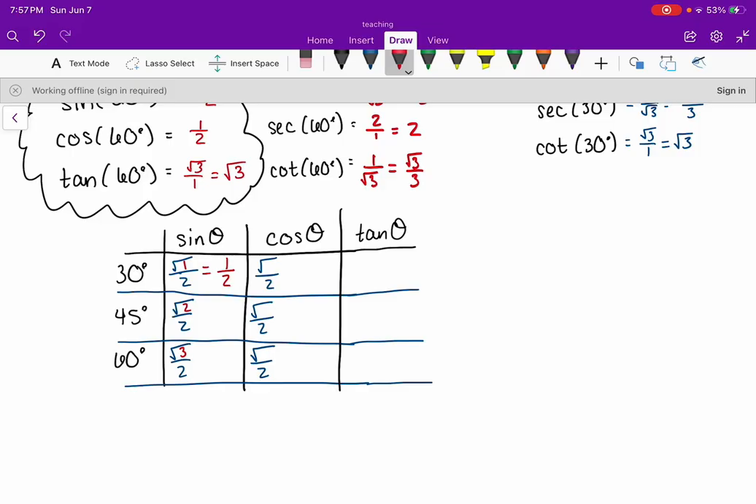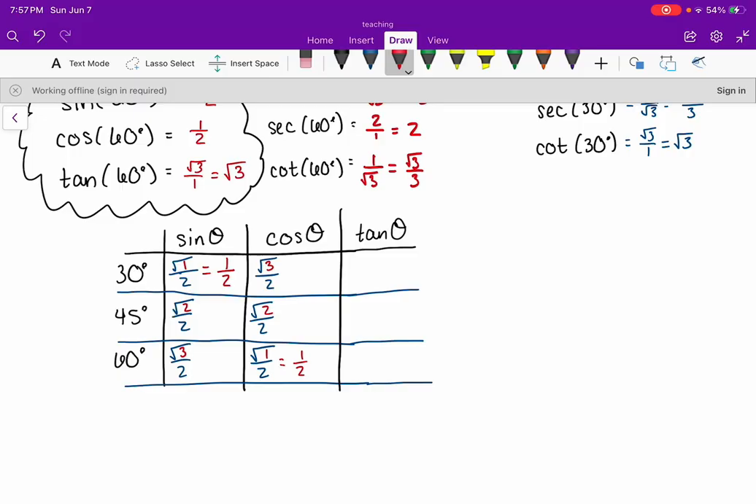For your cosine, you're going to flip and you're going to go 3, 2, 1. And just a reminder, square root 1 over 2 would just be 1 over 2. So if you know how to draw out your table, this can be an easy way to help you memorize these important angles.